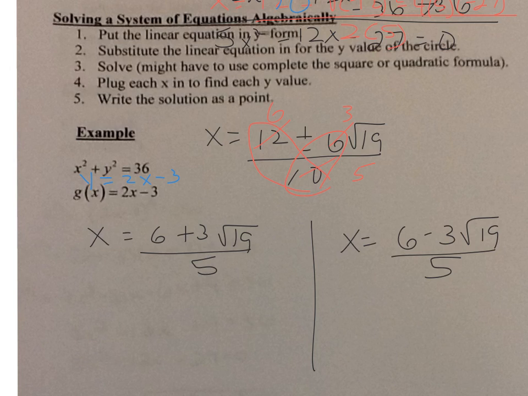And yes, you probably guessed it, it's going to be a little dicey. All right, so my x is this fraction here, this irrational expression. So let's plug it in. So I get y equals 2 times (6 plus 3 the square root of 19) all over 5, and then I have a minus 3.